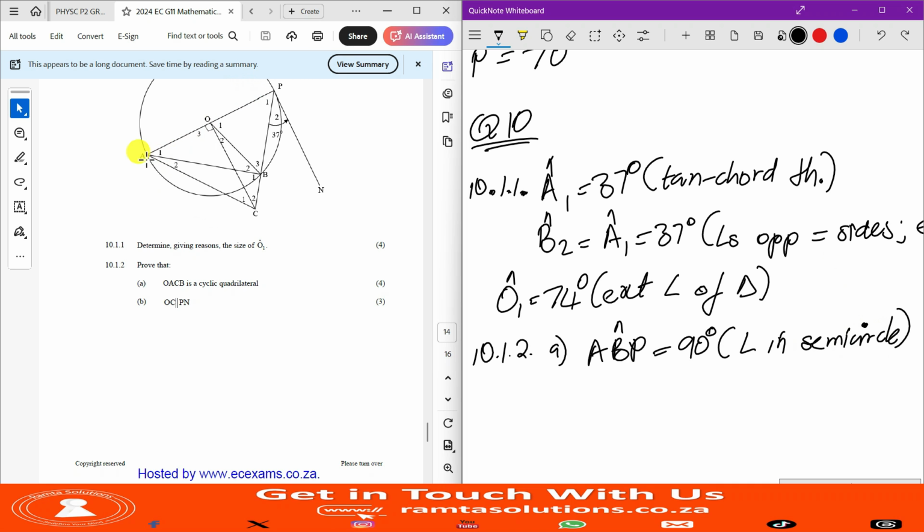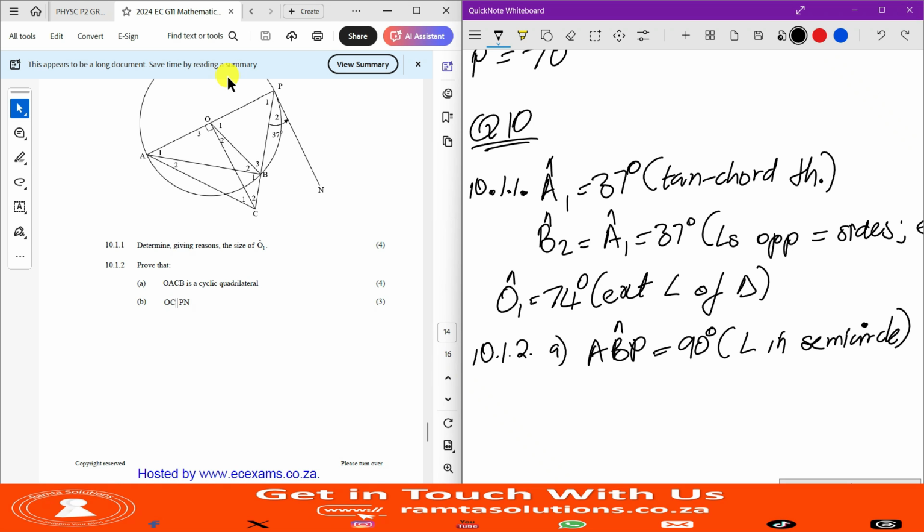Where's angle ABP? Angle ABP is this angle here. It is 90 degrees. So this is angle in a semicircle, because this is a diameter. Good. Now I will then look at angle ABP. I think I like that.